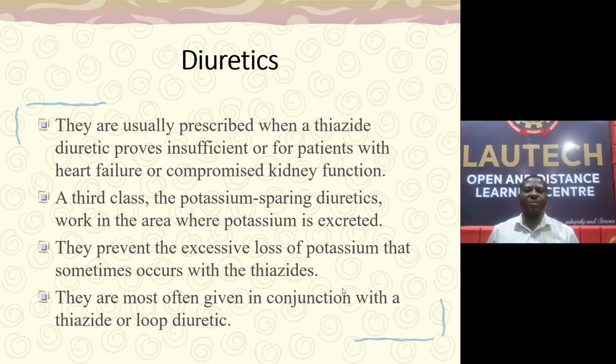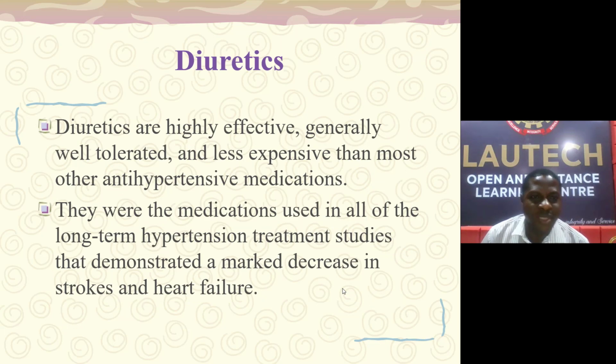A third class is the potassium-sparing diuretics. Take note of each of these classes of diuretics. They are very, very important, especially for the purpose of the exam. The potassium-sparing diuretics work in the area where potassium is excreted. Take note: they prevent the excessive loss of potassium that sometimes occurs with thiazides. They are most often given in conjunction with a thiazide or loop diuretic.